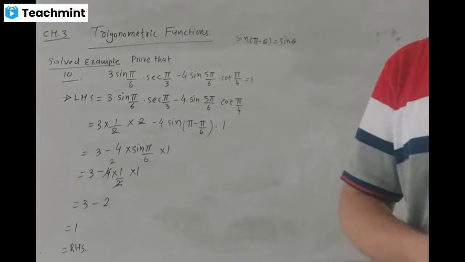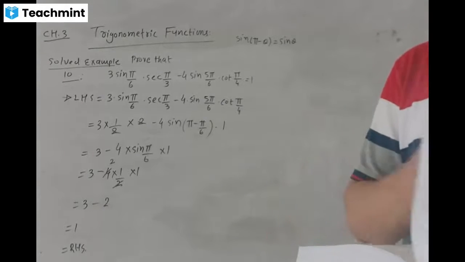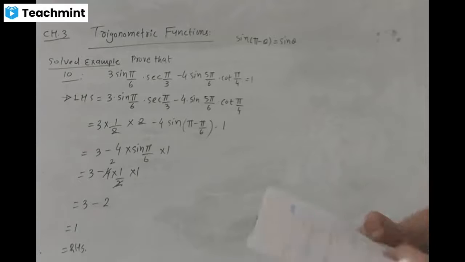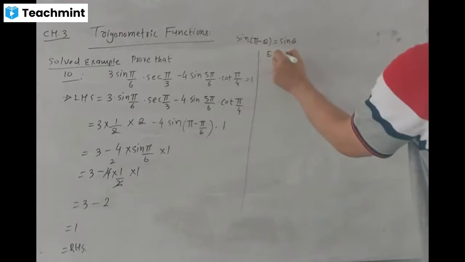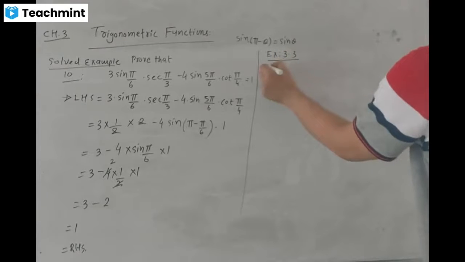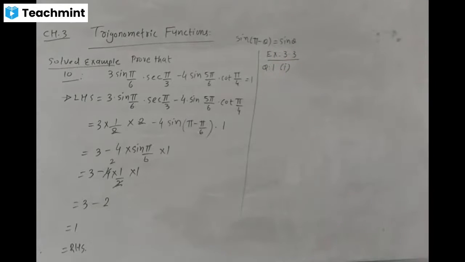Okay. Next, exercise 3.3, question number 1. First one, prove that sin square pi by 6 plus cos square pi by 3 minus tan square pi by 4 is equal to minus 1 by 2.